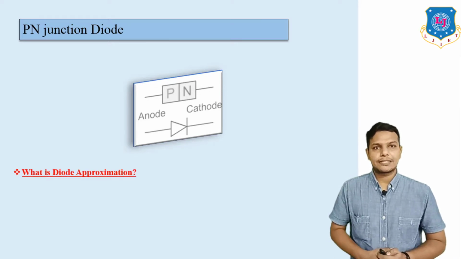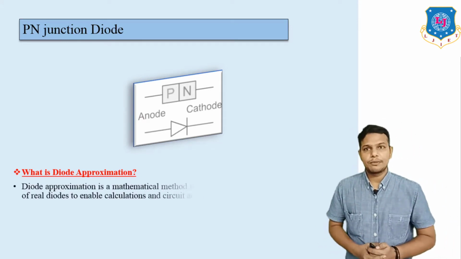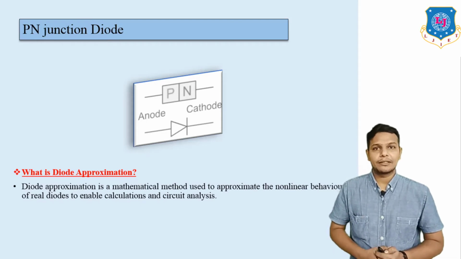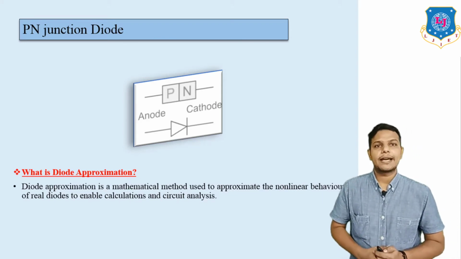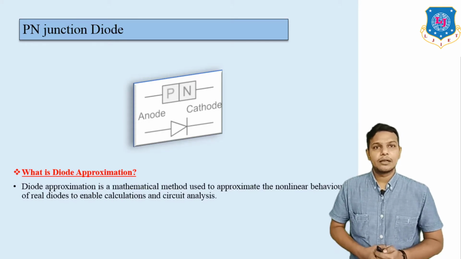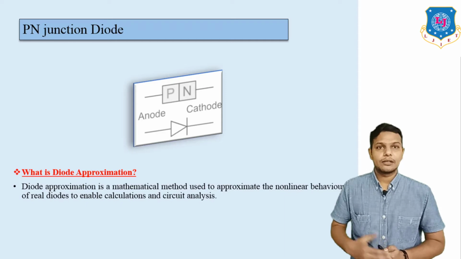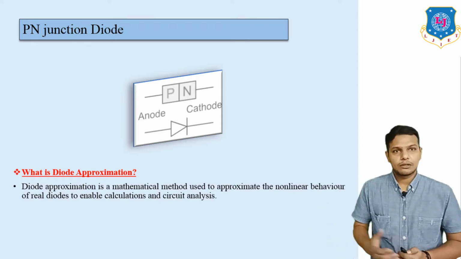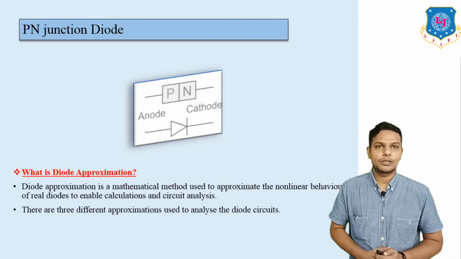So let us discuss approximation. What is diode approximation? Diode approximation is a mathematical method used to approximate the nonlinear behavior of diodes to enable calculations and circuit analysis. Or we can say, it is how the diode present in a circuit gets analyzed. Based on this, there are different types: first approximation, second approximation and third approximation.